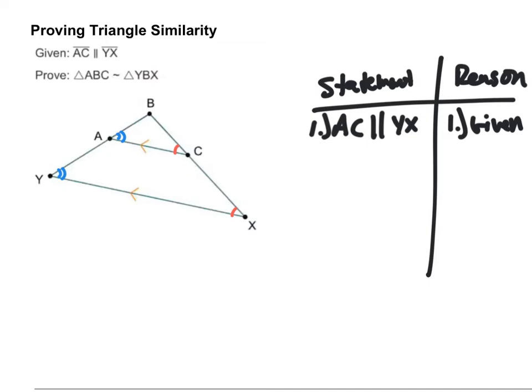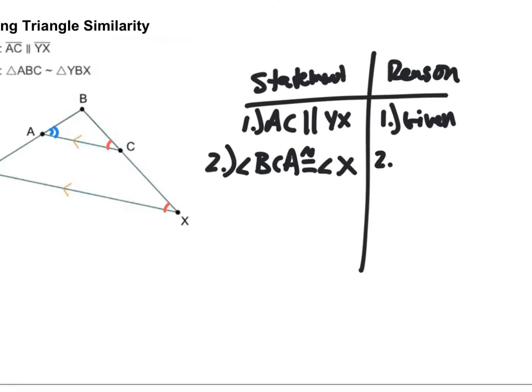So now what I know is that these two lines are parallel. That tells me that, let me write this down, step 2: angle BCA is congruent to angle X. These two angles are congruent because you have two parallel lines cut by a transversal. These two angles are corresponding angles. So the reason in part 2 is that they are corresponding.